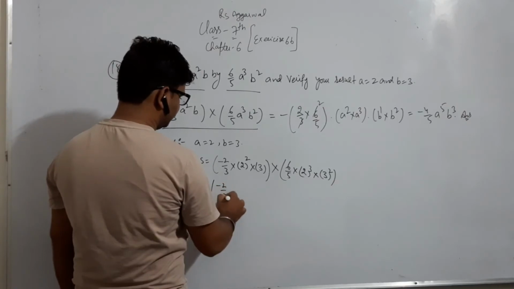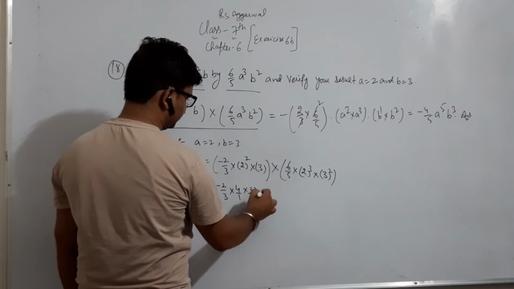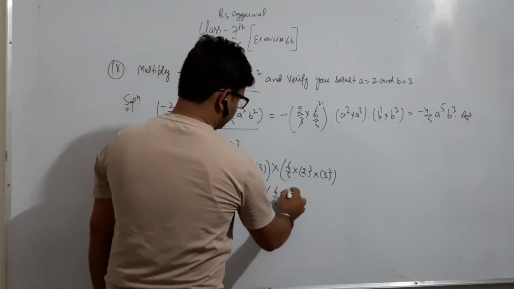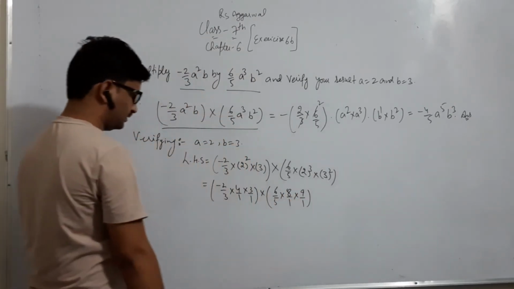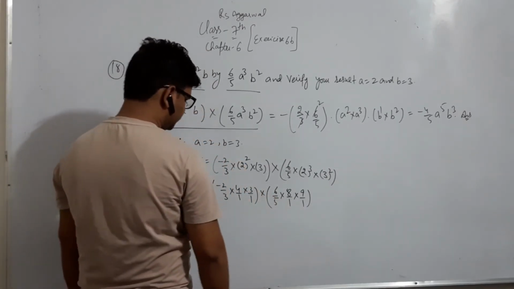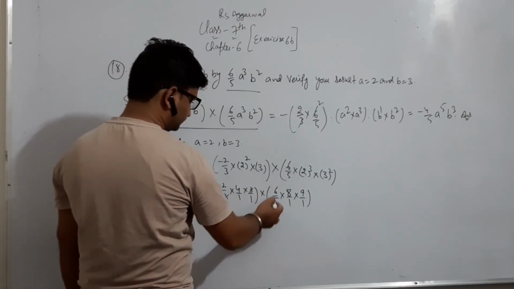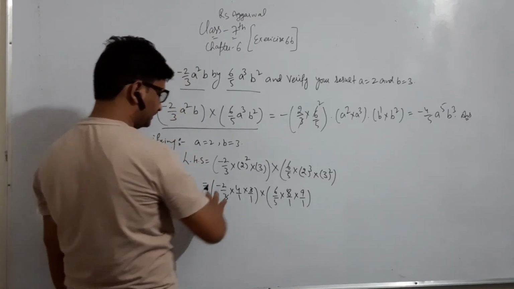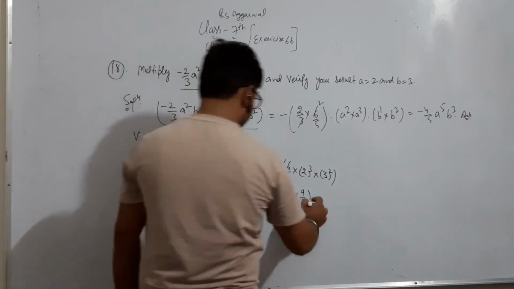So here minus 2 by 3 into 2 to the 4 into 3 raised to 1, and here 6 by 5 into 8 by 1 into 9 by 1. Now all values are in multiplication form. So what we cut, the 3 cutting, and here nothing is cancelling. Okay, now multiply numerator, multiply denominator. So what will the answer be?